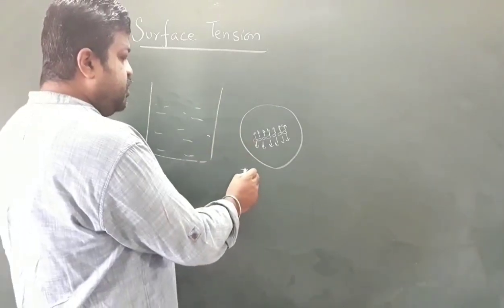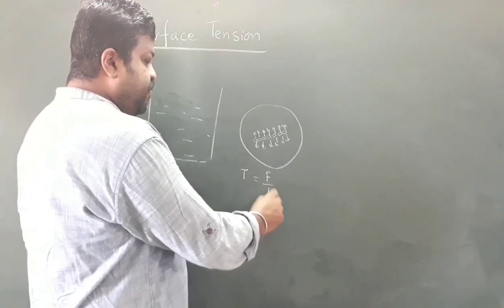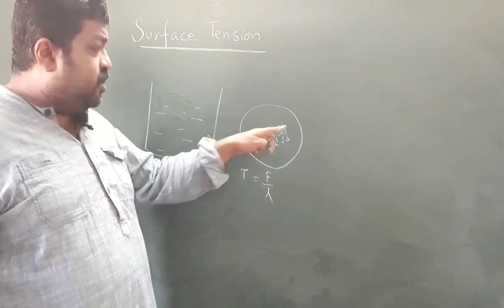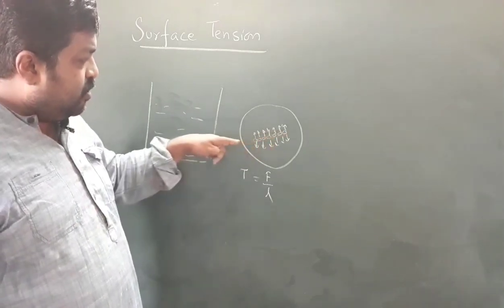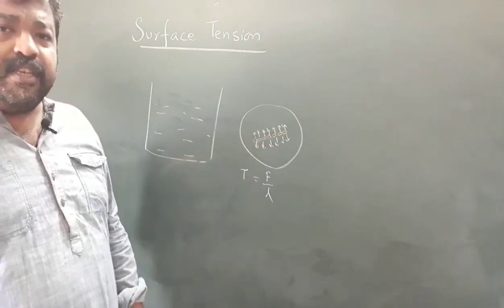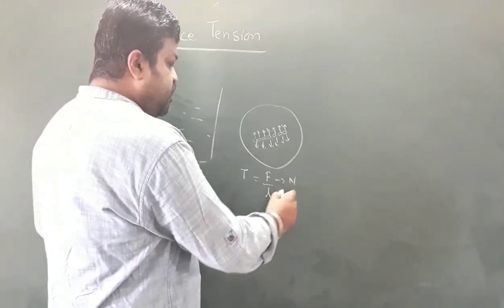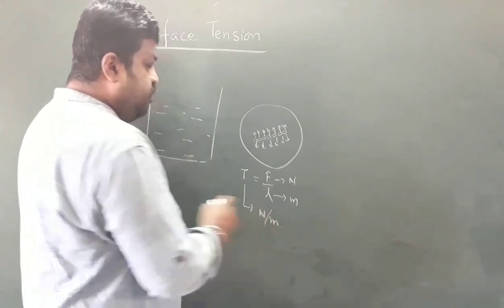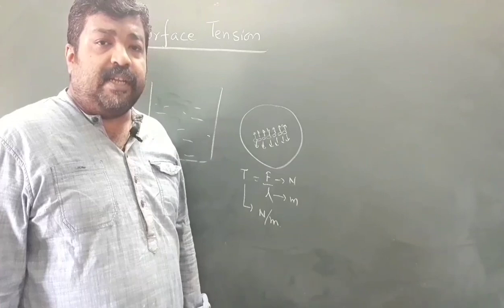So if surface tension is denoted by the symbol T, it is equal to F by L, force per unit length for this interface, for this plane. Force per unit length experienced by these molecules is surface tension. Now how about the unit of surface tension? This is Newton, this is meter, so this will be Newton per meter. This is the SI unit of surface tension.